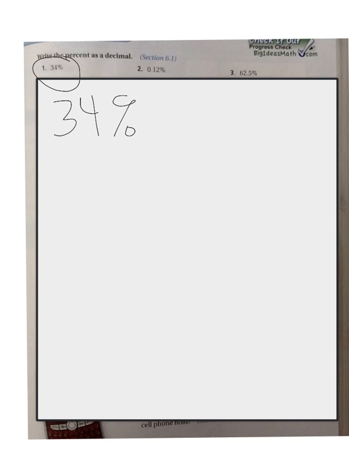Okay? Hopefully you tried to solve this problem. So 34% as a decimal. When you are going from a percent to a decimal, all you have to do is move the decimal place 2 to the left. So we have 34 here, so our decimal place would be right here. So you just simply move it 2 to the left. 1, 2. The new decimal goes there, and your answer is 0.34.